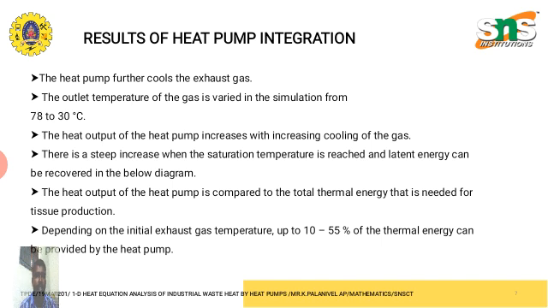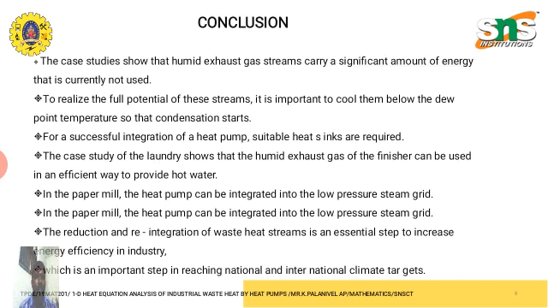There is a steep increase when the saturation temperature is reached and latent energy can be recovered, as shown in the diagram below. The heat output of the heat pump is compared to the total thermal energy that is needed for tissue production. Depending on the initial exhaust gas temperature, 10 to 55% of the thermal energy can be provided by the heat pump. Finally, going to the conclusion.